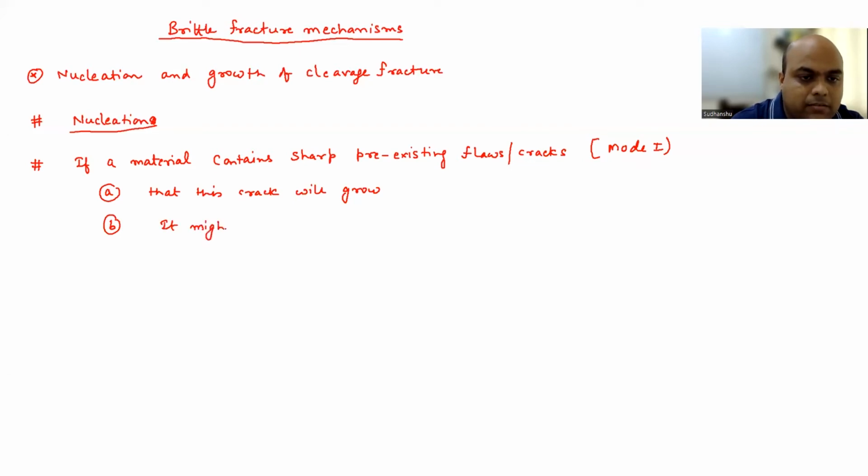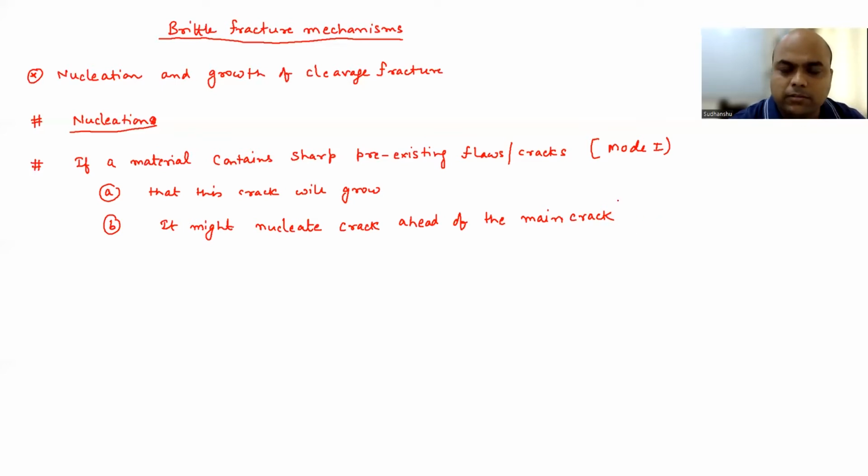So it might nucleate a crack ahead of the main crack. So in this case, main crack is your pre-existing crack. And then it will lead to the growth of the cleavage crack, and then there will be fracture. Okay. So the first one, this point number 8, is very clear, right? That there was a pre-existing crack and then this is going to grow.